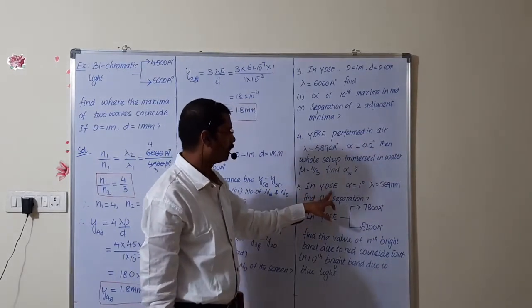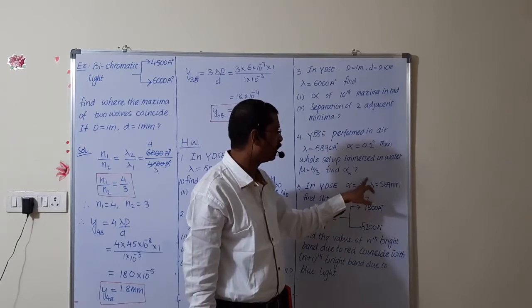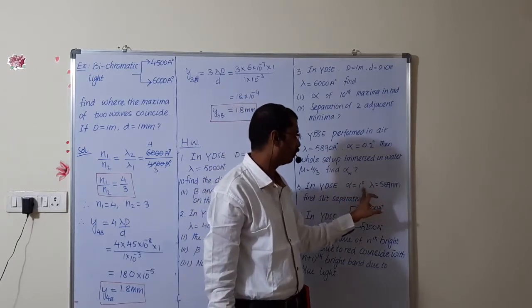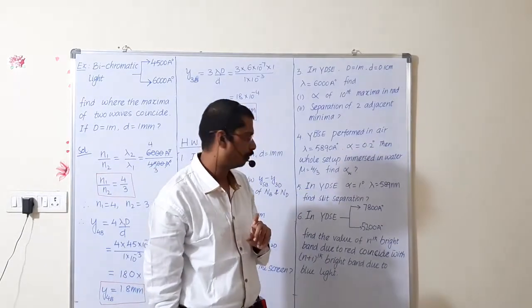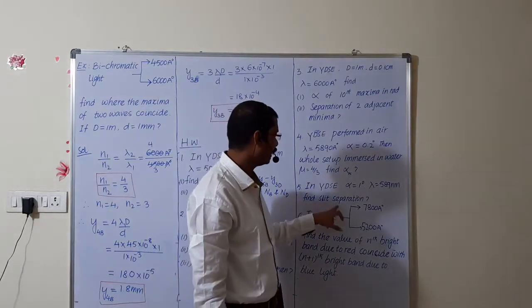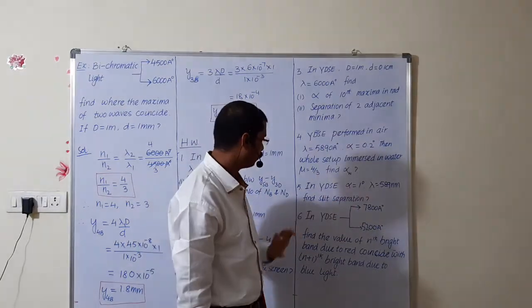Then in Young's double slit experiment, the angular fringe width is given as 1 degree and the wavelength is 589 nanometer. Find the slit separation. Slit separation means we have to find the small d value.